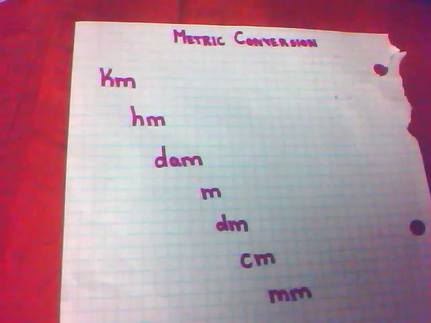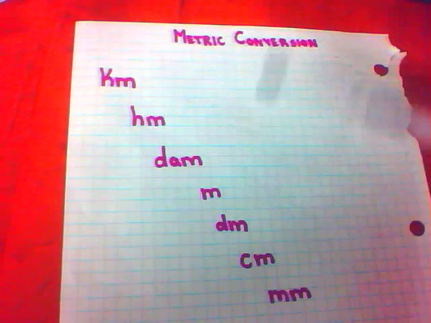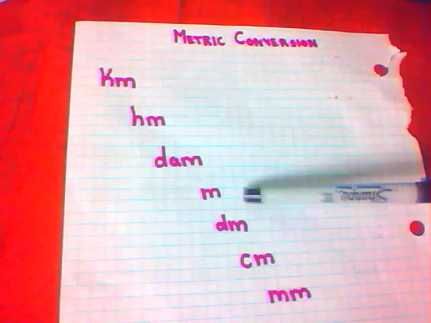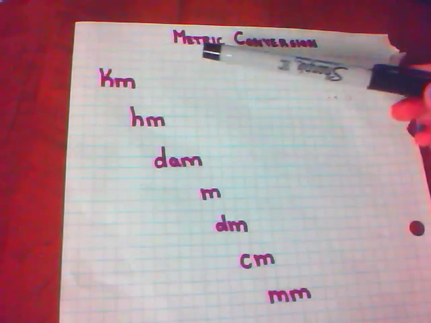In this video, we will be looking at the metric conversion scale and learning how to do some basic conversions in the metric system. When looking at the metric conversion scale, there are many people who like to display the progression in this fashion, sort of like a staircase. Kilometers, hectometers, decameters, meters, decimeters, centimeters, and millimeters.